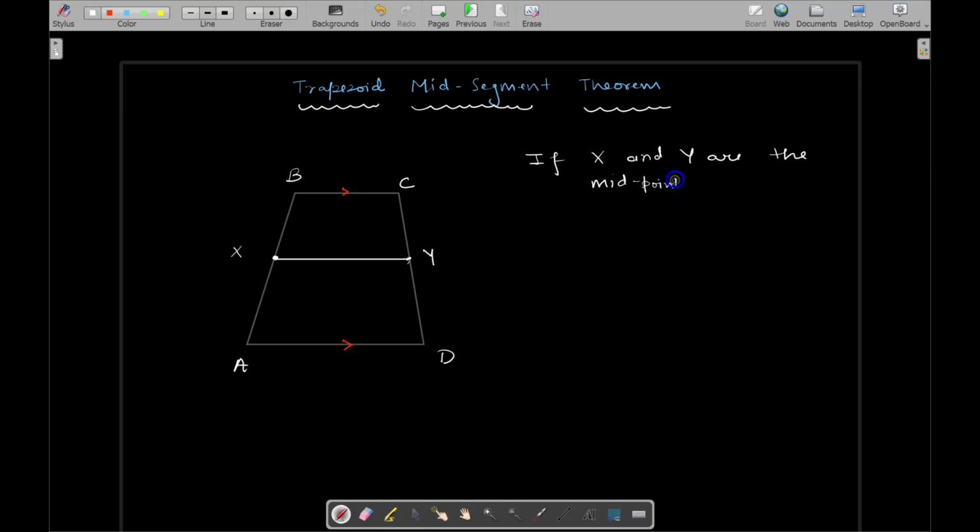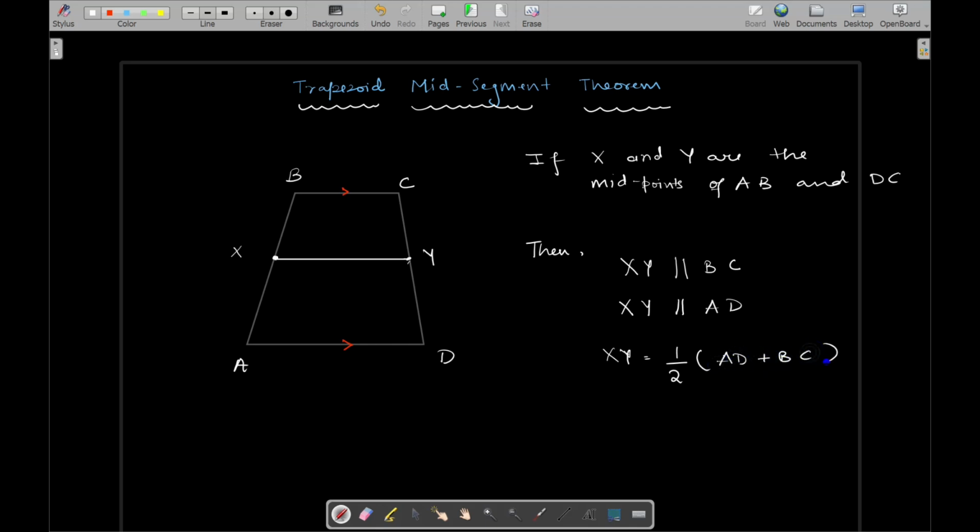where X and Y are the midpoints of AB and DC. Then, first thing is XY will become parallel to BC. It will also become parallel to AD. And the length of XY can be written as half of the sum of AD and BC.